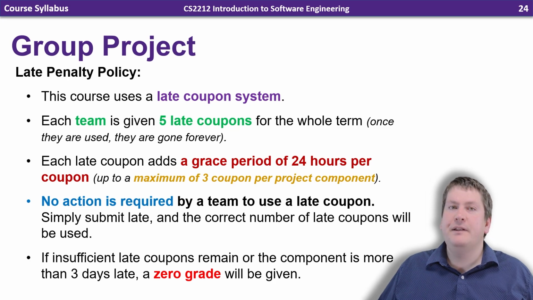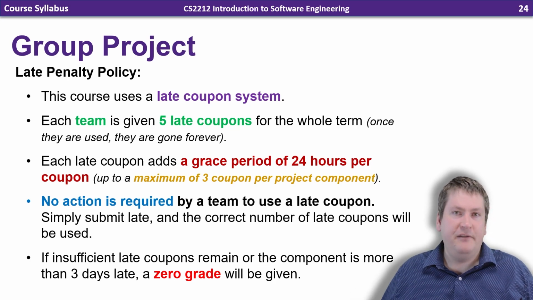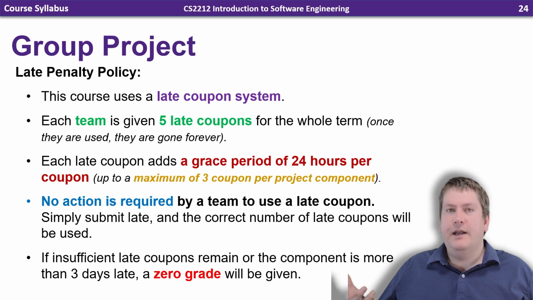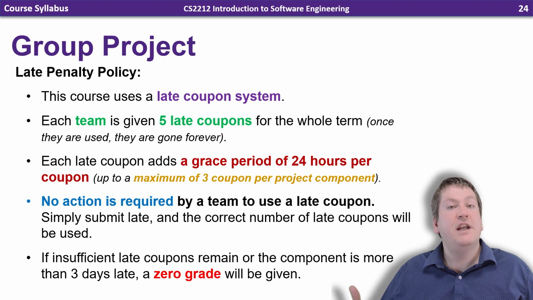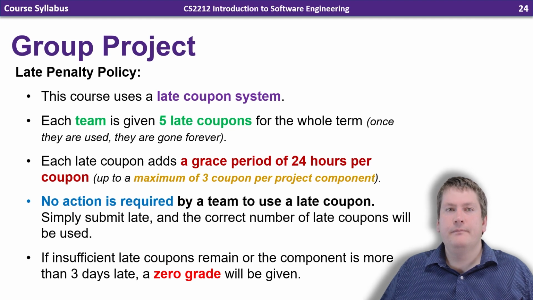So it is important that you pay attention and manage your late coupons well. It is your responsibility as a team to keep track of how many you've used so far, to make sure you don't accidentally submit late without enough late coupons. We will try to post on OWL an estimate of them, but the TAs don't always update these live, so it's important to keep track yourself.